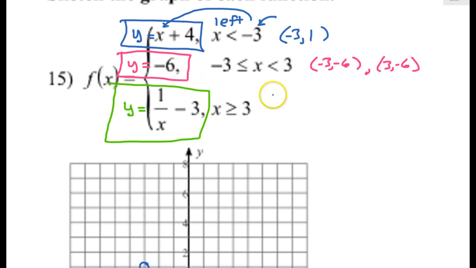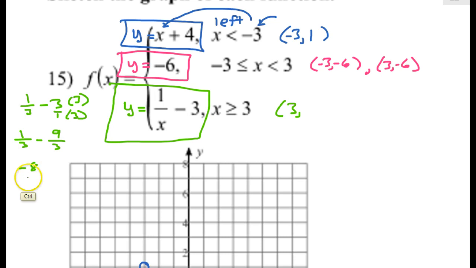I know I'm going to have an endpoint at 3 comma something. So 3 comma what? If I plug 3 in, then that's going to be 1/3 minus 3. So I need to work that out, with like denominators and stuff. So this would be 1/3 minus 9 over 3. So that's -8 thirds.